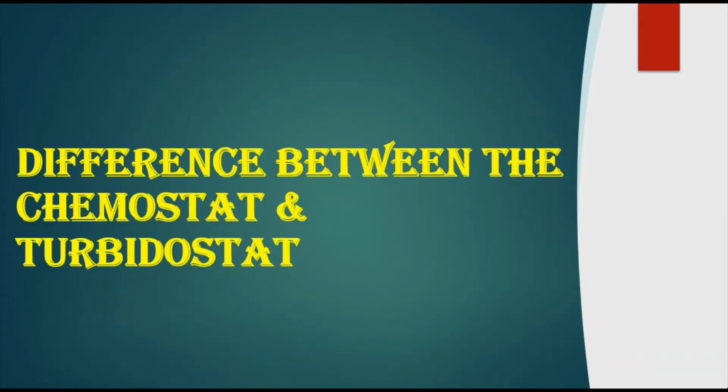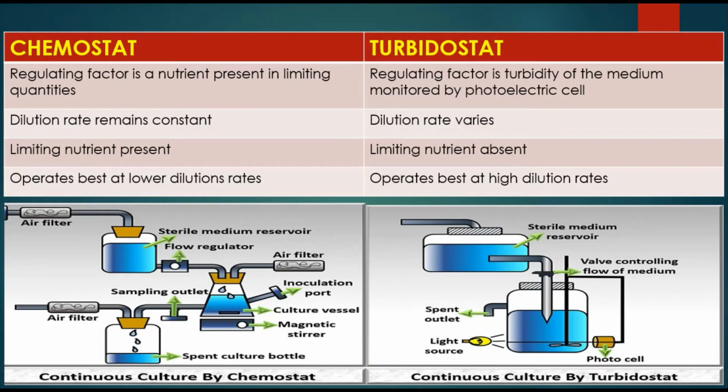Now we are going to discuss the differences between the chemostat and the turbidostat. So far, we have discussed the dynamics of microbial growth in different culture systems, such as batch culture system, continuous culture system, synchronous culture system, and biphasic culture system. Here, the differences between the chemostat and the turbidostat come under the heading of continuous culture system.